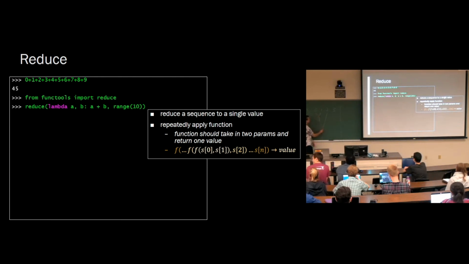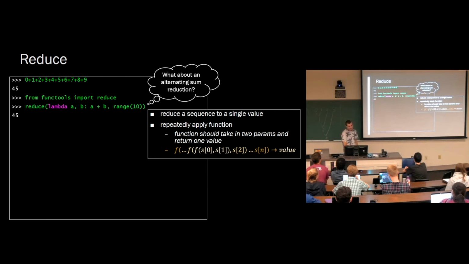And then this reduces to 3, and then this reduces to 6. So we get 45. What if we wanted to do an alternating sum reduction?